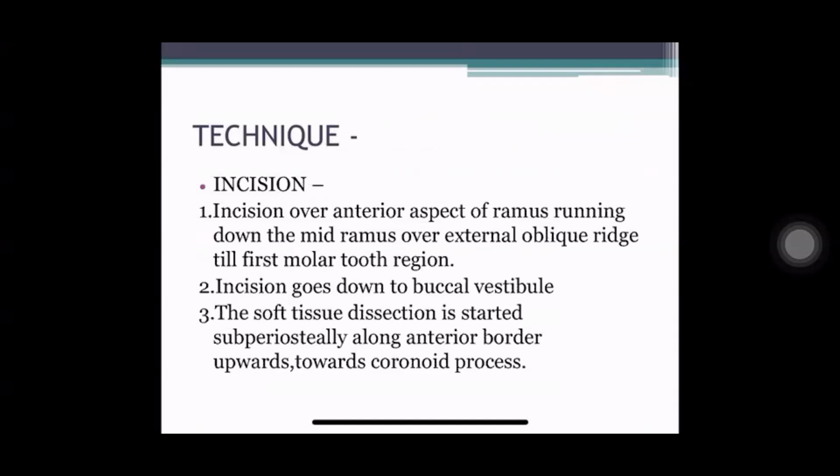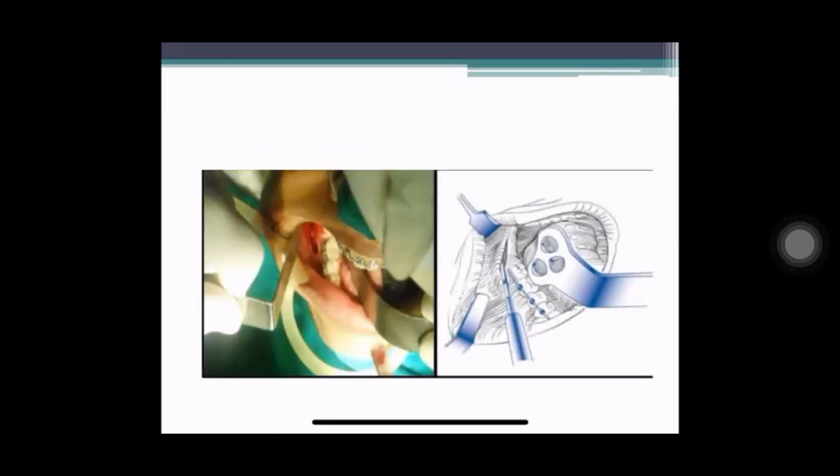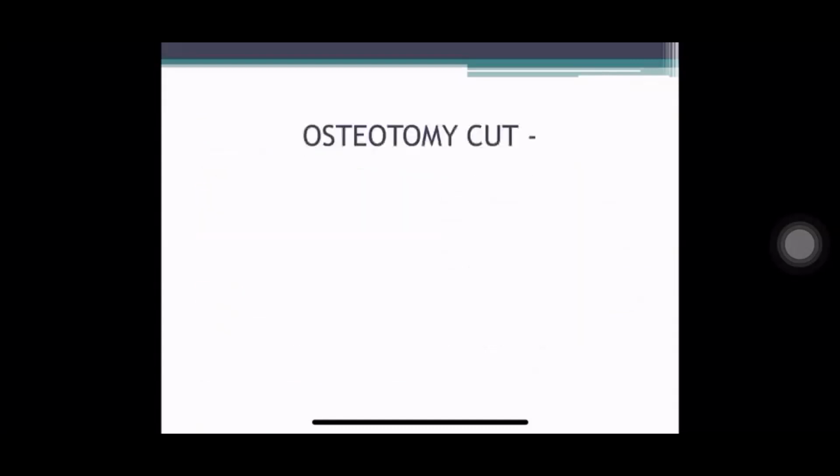The technique used for this begins with the incision. The incision is taken over the anterior aspect of the ramus, running down the mid-ramus over the external oblique ridge to the molar. The incision goes down to the buccal vestibule, and the soft tissue dissection is started subperiosteally along the anterior border, upward and towards the coronoid process. In this diagram, we can see the incision is carried from the external oblique ridge to the molar, and then this incision will be extended towards the buccal vestibule.